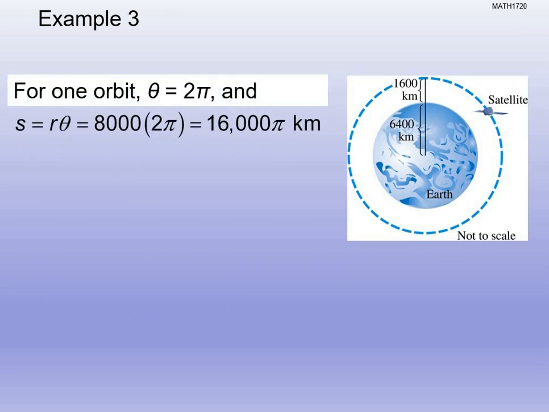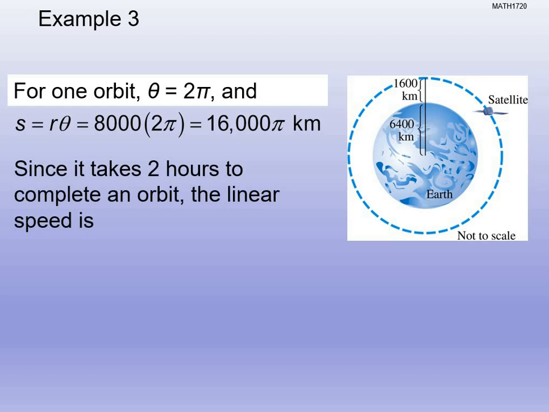So now we have to find the distance, right? S equals R theta. How do we know theta? It's a circle. So one orbit is 2 pi. Okay, so theta goes around 2 pi, right? 360 degrees if we're talking that. So S equals R theta. So we're going to take 8,000 times 2 pi. That's going to give us 16,000 pi kilometers.